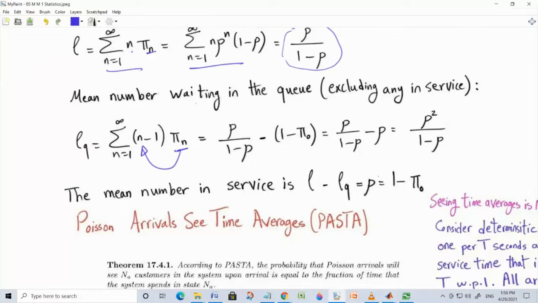Okay, so the probabilities, the pi's that we obtained, in a general case, will not tell you what is going on from the perspective of an arriving customer, generally speaking. Okay, so what do I mean by this?